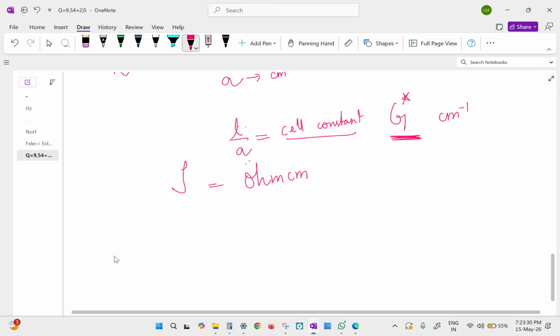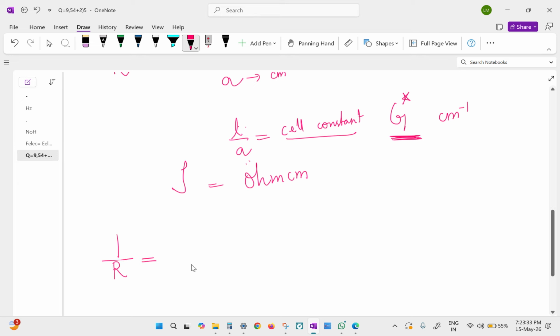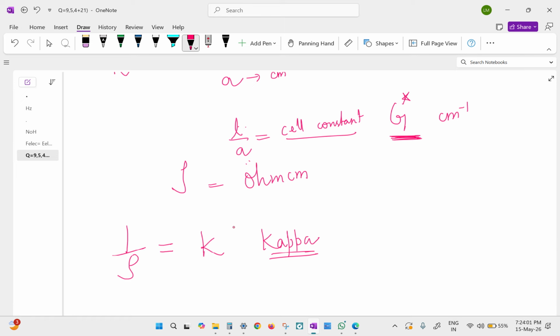The next important term. In physics, you would have learnt conductance. What is 1 by R? Isn't it conductance, C? Similarly, here we want this: what is 1 by rho? 1 by rho is called conductivity. This is actually a compressed kappa, the symbol is kappa, like alphabets used in different languages. Kappa is conductivity. What is conductivity? It is the inverse of resistivity. Just as the inverse of resistance is conductance, the inverse of resistivity is conductivity.